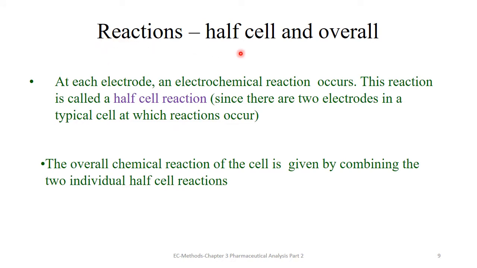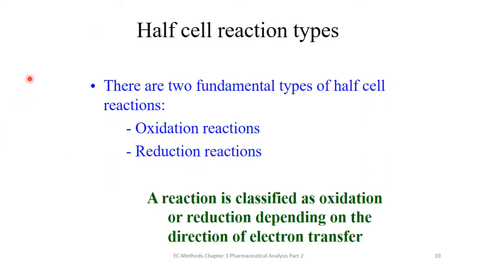Reactions, half cell and overall. At each electrode, an electrochemical reaction occurs. This reaction is called a half cell reaction. Since there are two electrodes in a typical cell at which reaction occurs, the overall chemical reaction of the cell is given by combining the two individual half cell reactions. Half cell reactions are of two types: oxidation reactions and reduction reactions. A reaction is classified as oxidation or reduction depending on the direction of electron transfer.